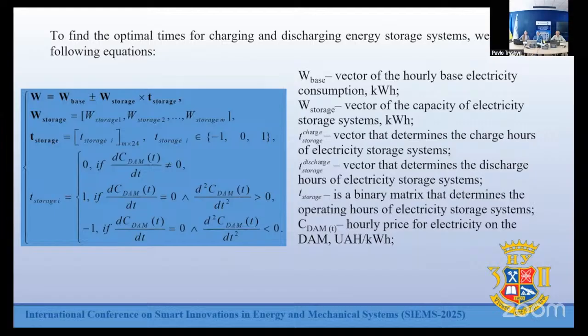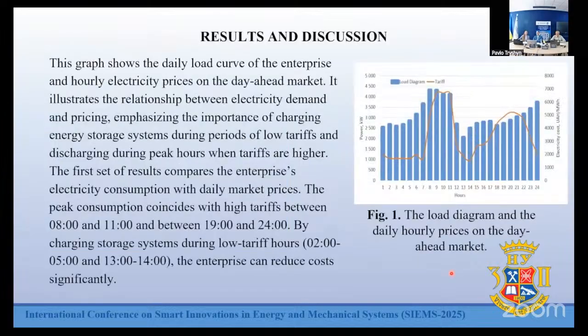operator. The first set of results compares the enterprise's electricity consumption with daily market prices. As shown in graph 1, the peak consumption happened between 8 a.m. and 11 a.m. and again from 7 p.m. to 12 a.m., aligned with high electricity tariffs. By charging ESS during low tariff hours, such as between 2 a.m. and 5 a.m., and discharging them during peak tariff periods, the enterprise can reduce its electricity costs significantly.